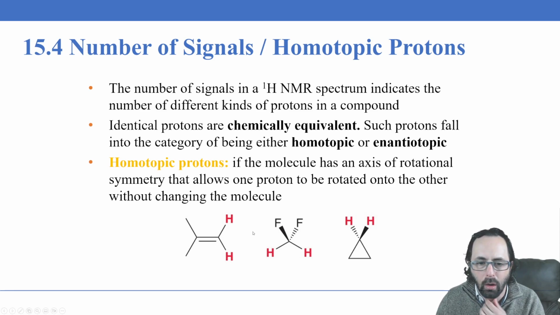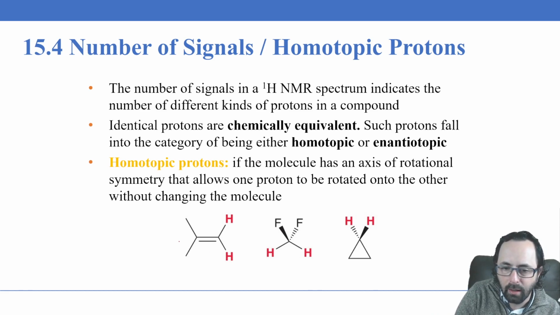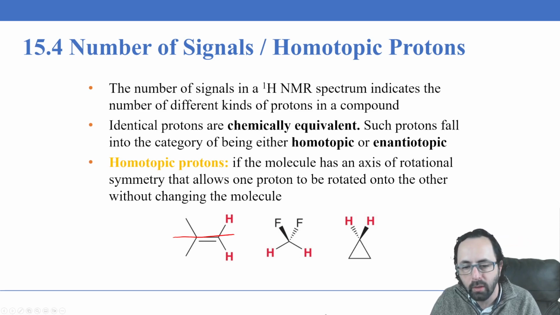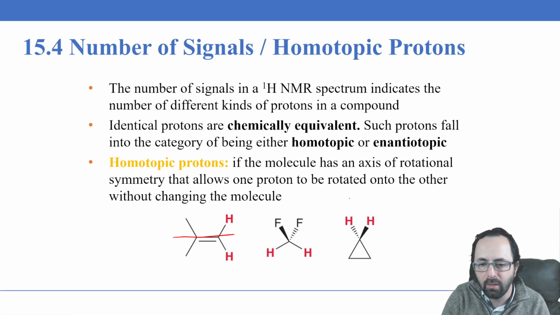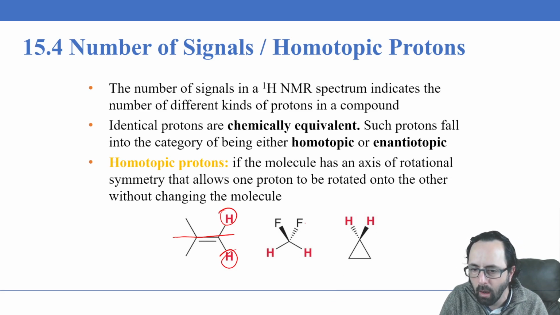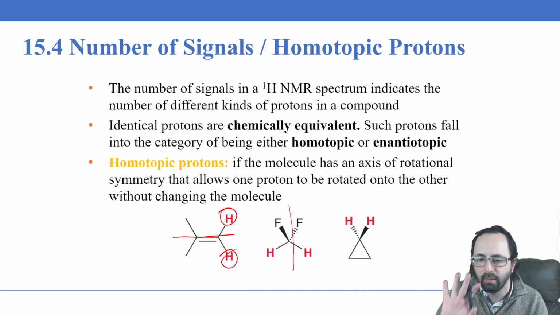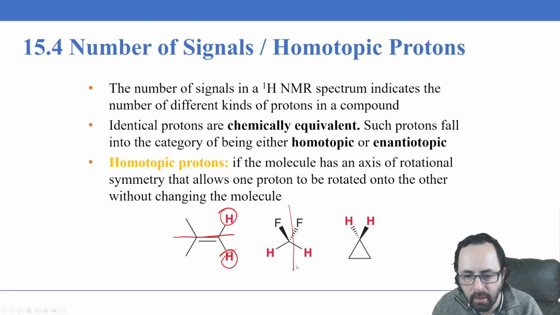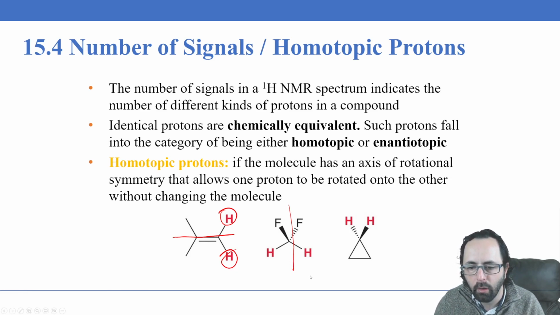So these below are examples of homotopic protons. What this means is, if we rotate along the vertical axis here, we rotate this molecule, we have no difference in the molecule. And so these two protons would be considered to be homotopic. Here we have a rotation in the plane of the page. If we rotate this around this central axis, the molecule will be identical after the 180-degree rotation. So these protons are also homotopic.